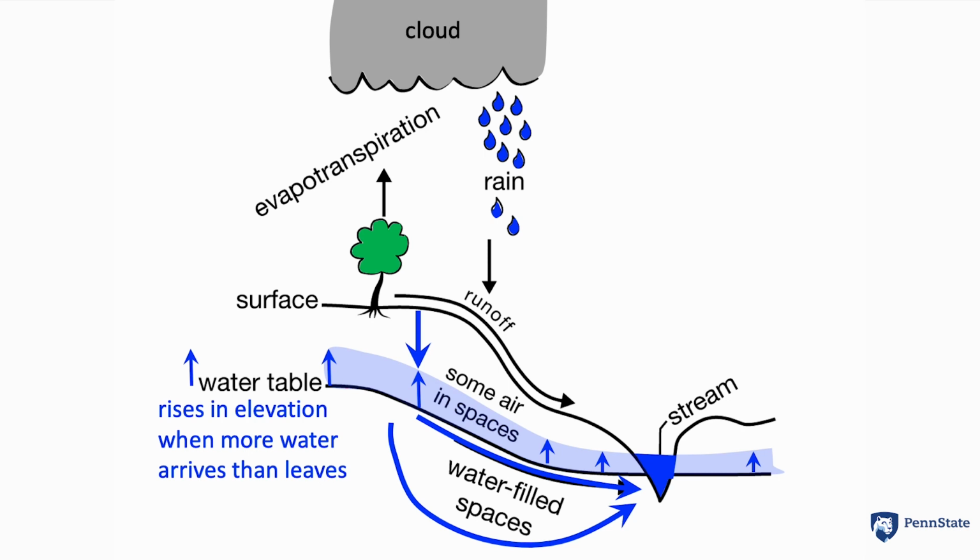When the water is reaching the water table faster than it flows away, you'll start to fill some of those spaces that had air just above the water table, and the water table rises in elevation. If it rises all the way across, it can make a flood, and we need to know about things like that.